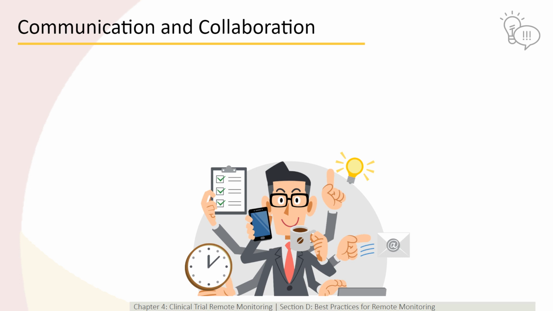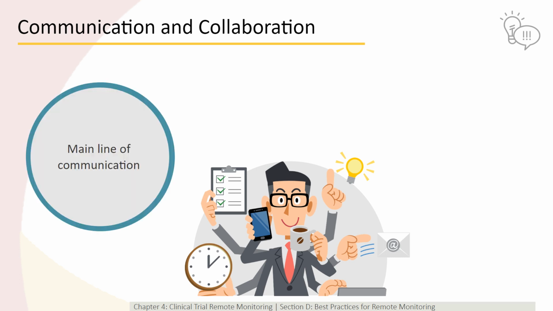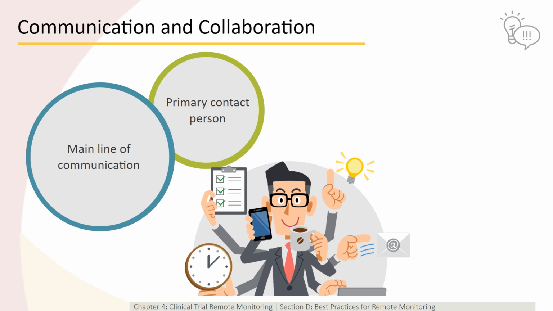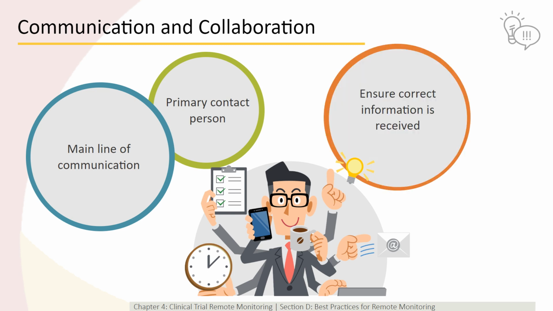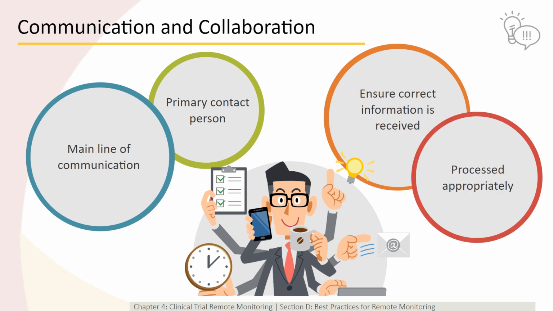For clear communication and effective collaboration, the monitor serves as the main line of communication between the sponsor and the principal investigator. Therefore, the monitor plays a key role as the primary contact person. Since more information can be shared more rapidly given new communication channels, the monitor must ensure that the correct information is received at the right place and processed appropriately between the trial site and sponsor.